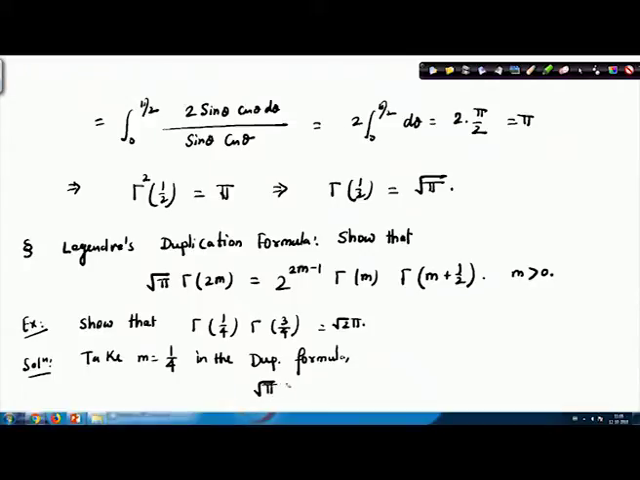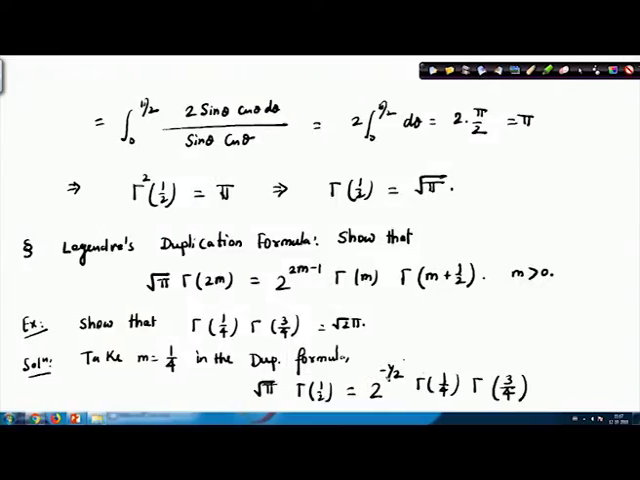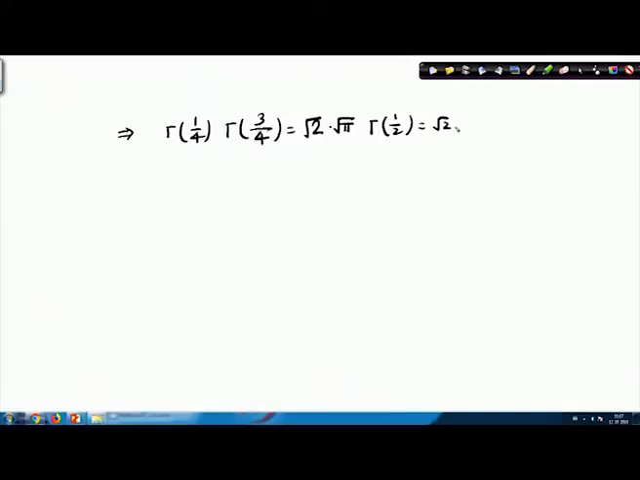So, we will obtain square root of pi times gamma half, and this one will be 2 to the power 1 by 4 minus 1, so I am going to write minus half. Just to save some time, I can write it as 2 to the power minus half gamma 1 by 4 times gamma, this one is 1 by 4 plus half, so basically 3 by 4. So, this will result in gamma 1 by 4 times gamma 3 by 4 equals 2 to the power half times square root of pi, and then I have gamma half. Gamma half is again square root of pi, and this one is square root of 2. So, this is square root of 2 times square root of pi times square root of pi, which equals square root of 2 pi.